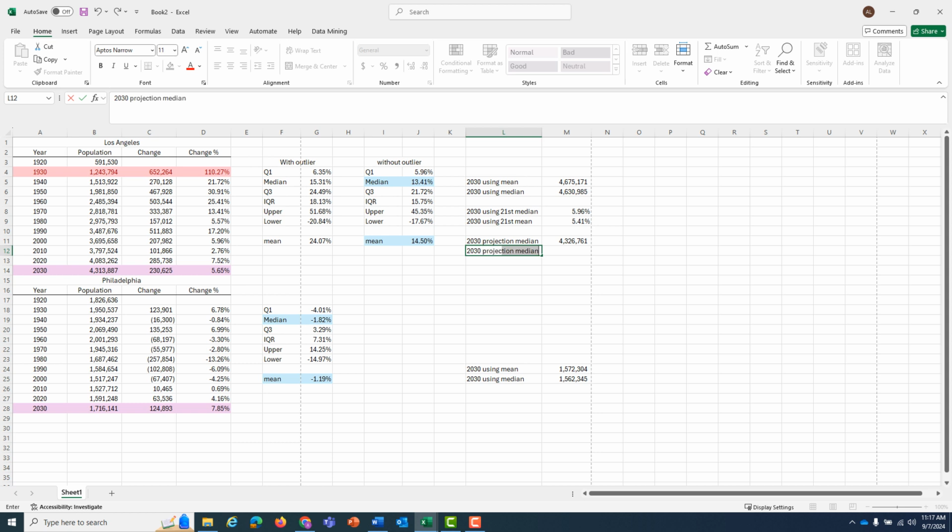Let's go up with our projection using the mean. We'll use the same concept, equal to what we knew there was in 2020 times 1 plus this rate of change that we have just from the 21st century's data. And that comes out to be 4,304,357. And both of these numbers are much, much closer to the projection that the video made. In fact, the video's projection is pretty much in the middle of these two numbers over here.